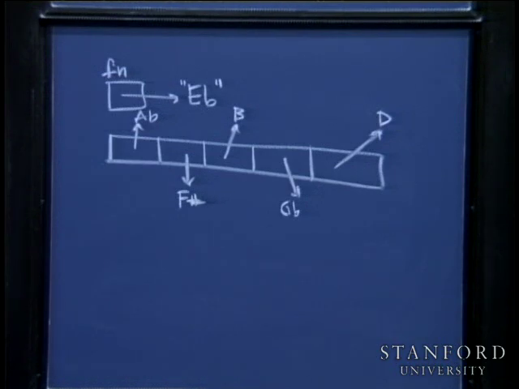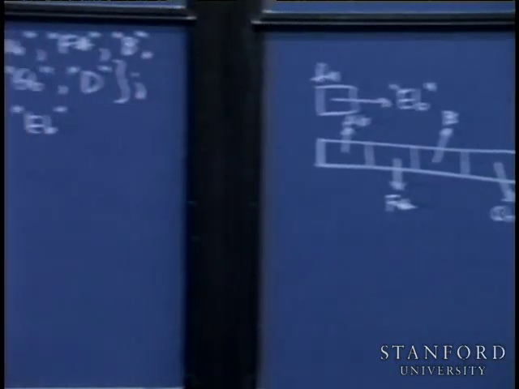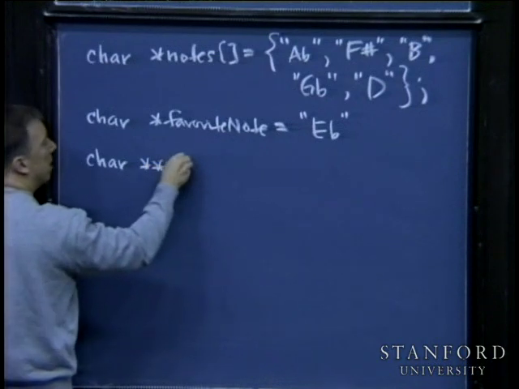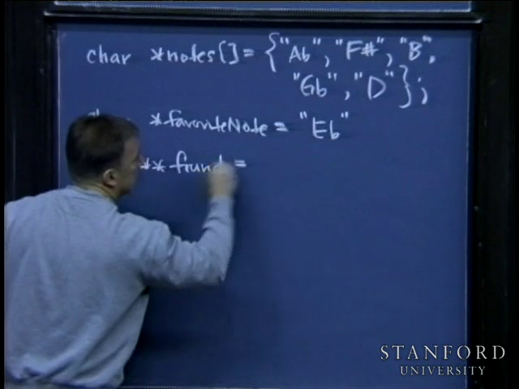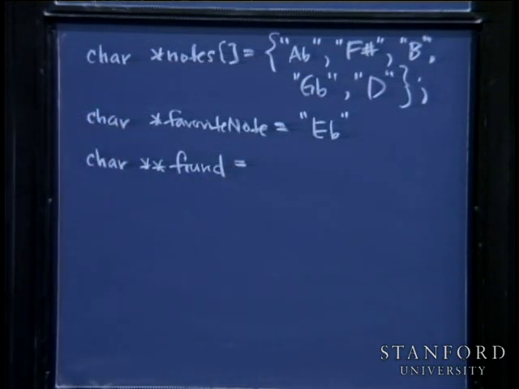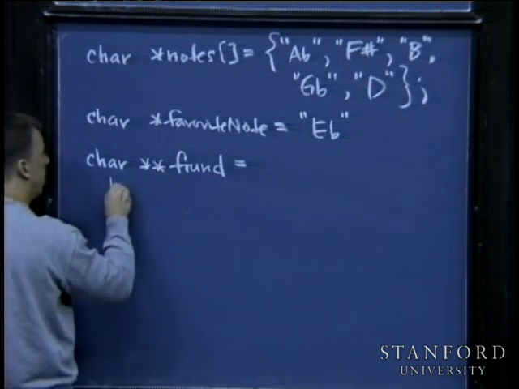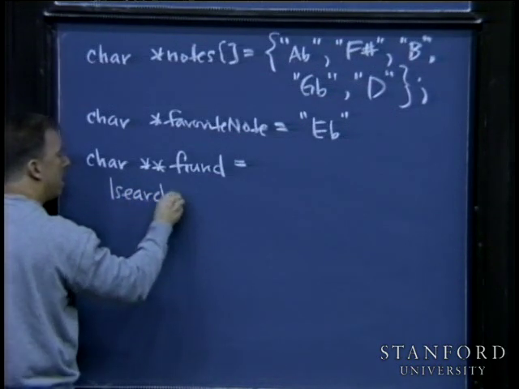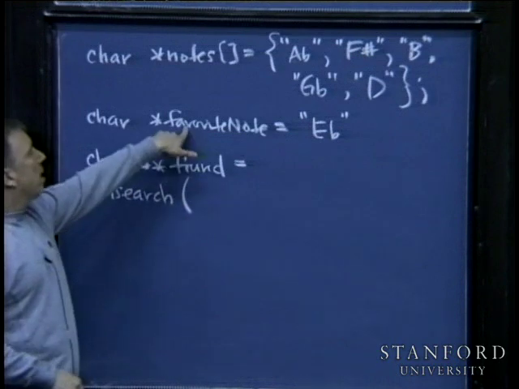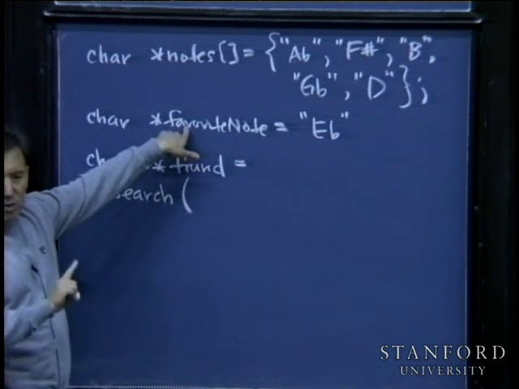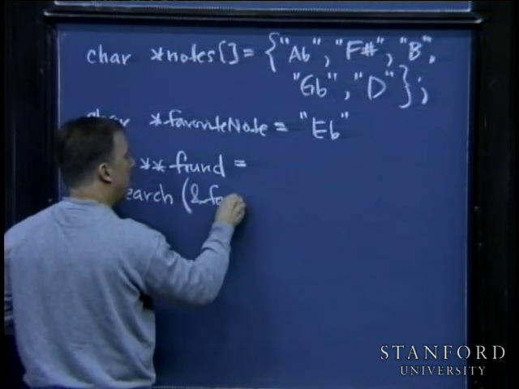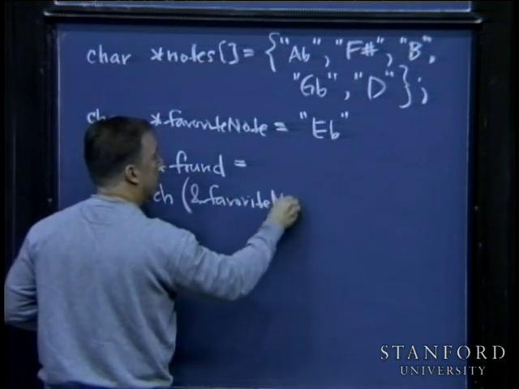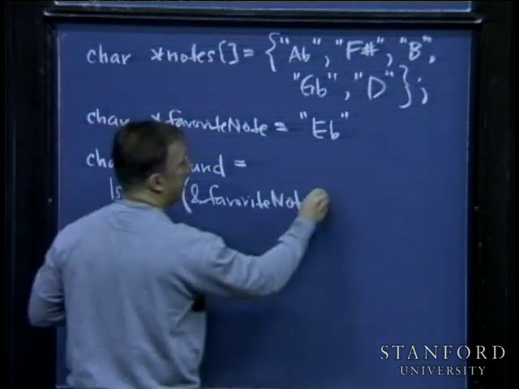The way you have to do this, char star star found. Now that alone is a headache, okay, to understand why it's a char star star as opposed to a char star. But we'll get to that in a second. This is the way you would call lsearch. I have to pass in the address of my favorite note. I don't have to, but I'm going to. I'll explain why in a second. Ampersand favorite note.